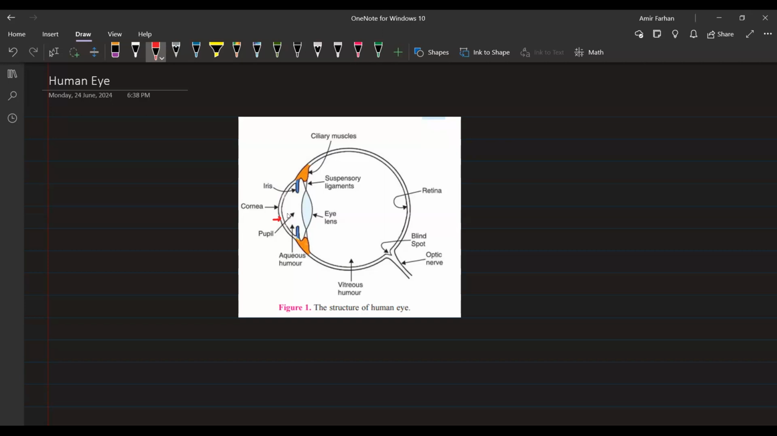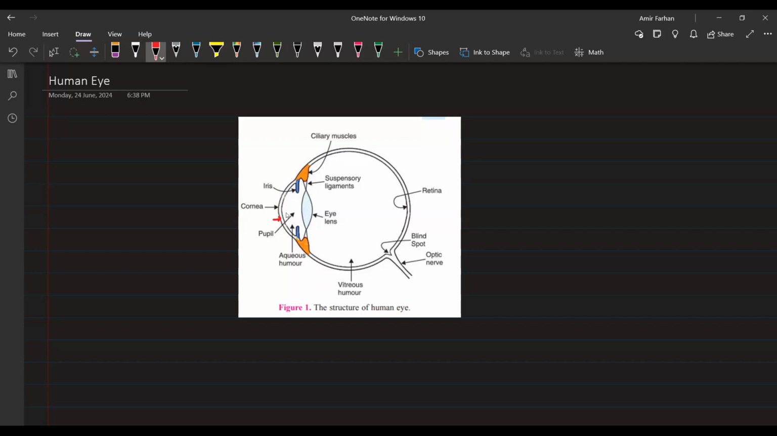So it protects our eye. No, it does not protect our eye. Basically, both iris and pupil give you control over how much light should enter into the eye. Just a moment, I'm not able to get the exact words I was trying to say. It basically gives you control over how much light should enter to give a clearer vision.